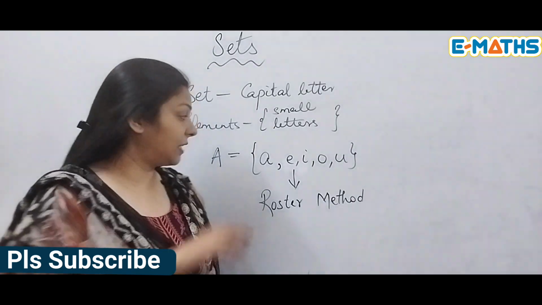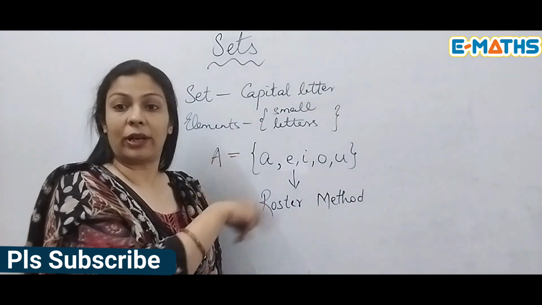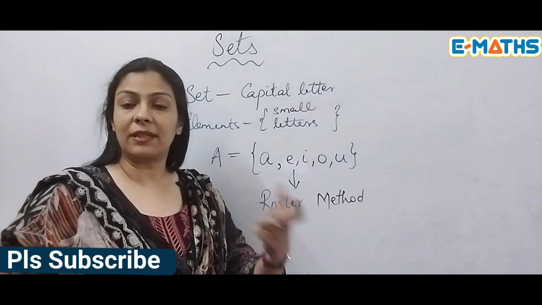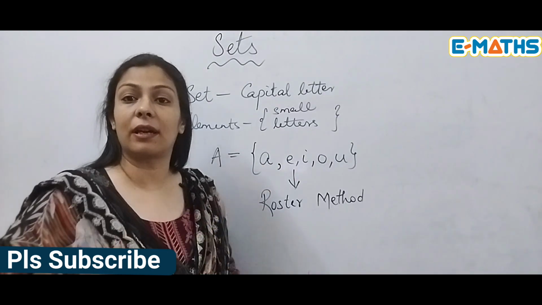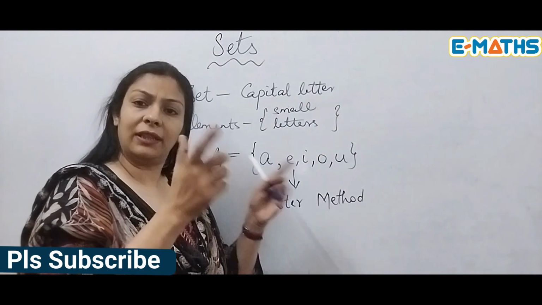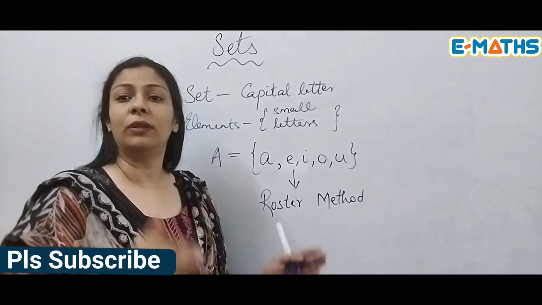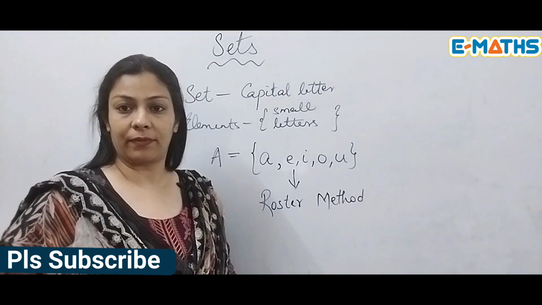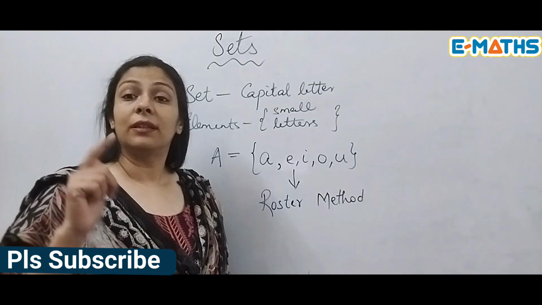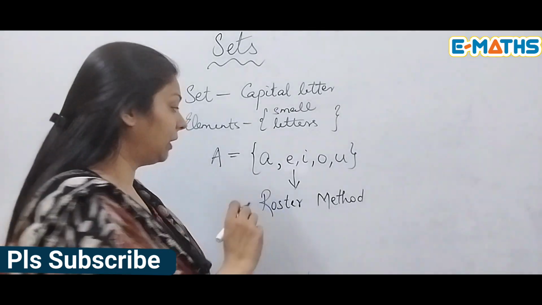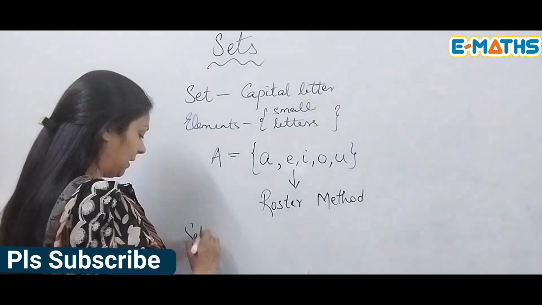For the same set, if I write it in the description method, description is self-explanatory. That means you have to describe the set. So simply write again in curly brackets: vowels in English alphabet. That will be the description method. Third is the set builder form, and it's important.